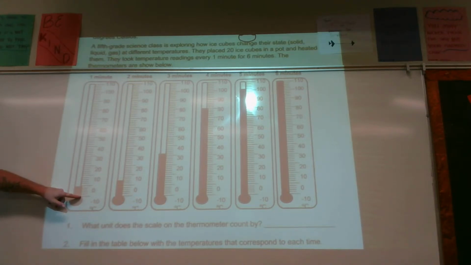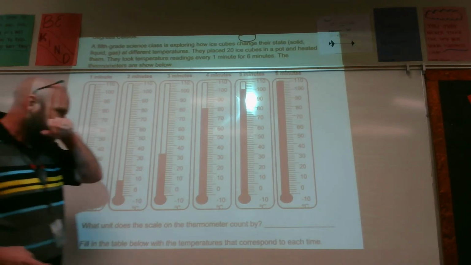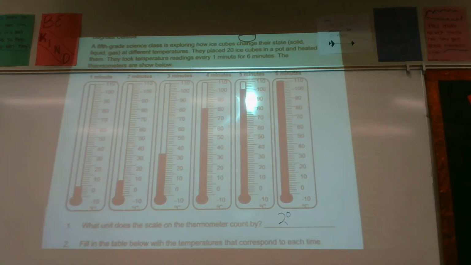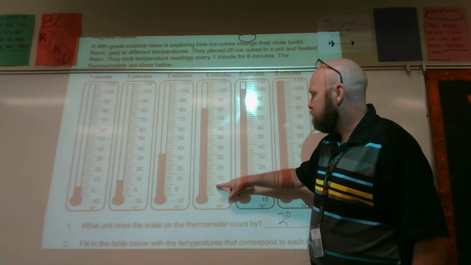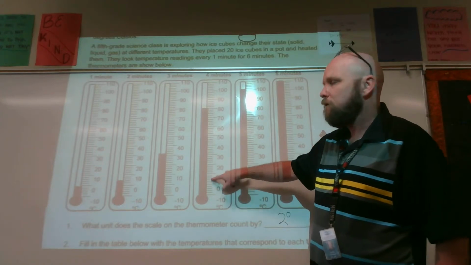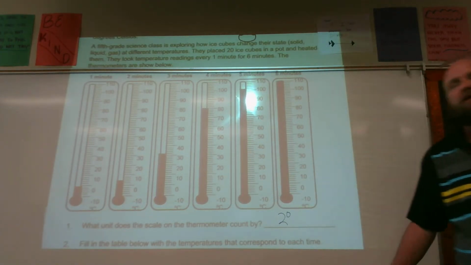All right, so if we look at this, it's counting 2, 4, 6, 8, 0. So this is -2. I'm sorry. This is -8, -6, -4, -2, 0. So each unit is counting by 2 degrees. See, if we go from 10 to 20, 10, 12, 14, 16, 18, 20. So each line is counting by 2 degrees.